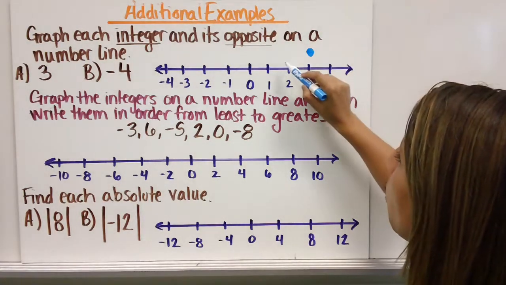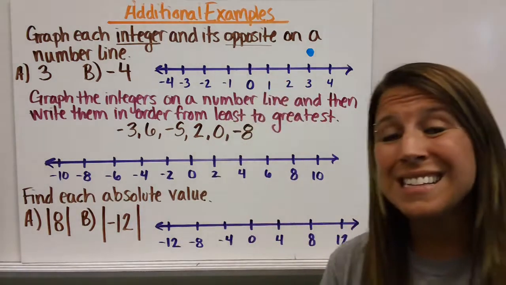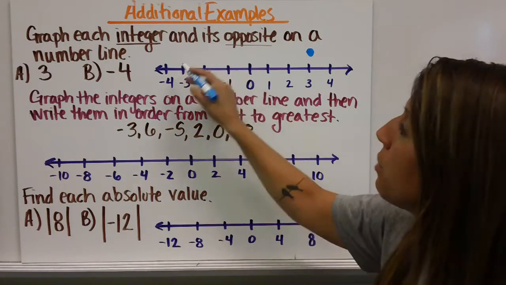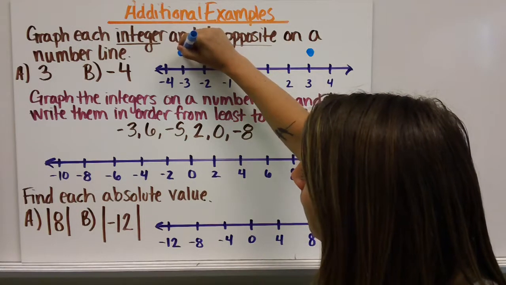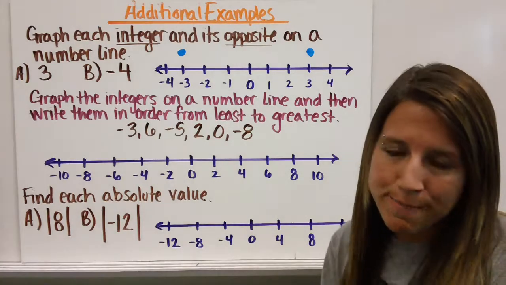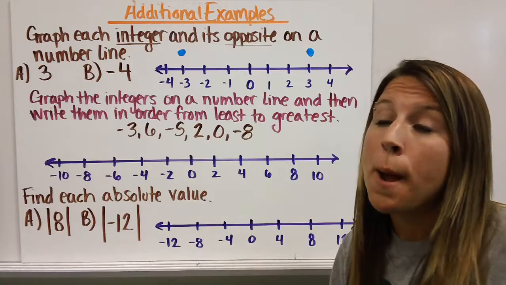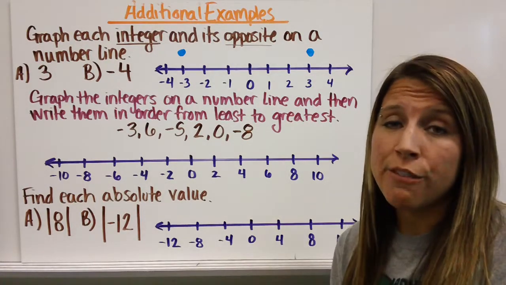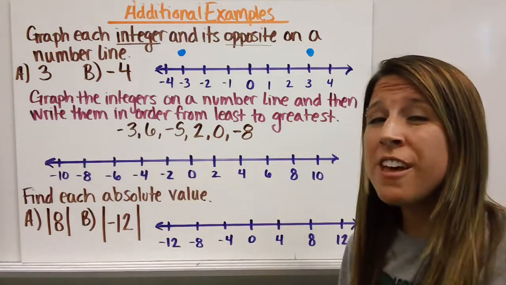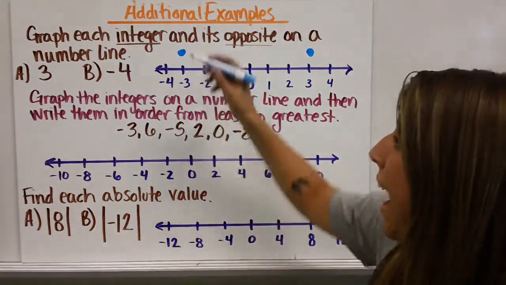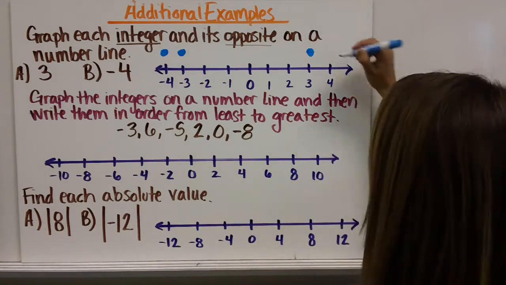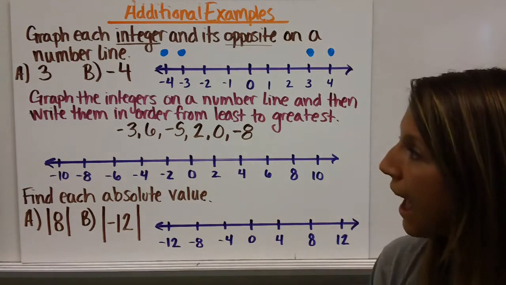So if 3 is 1, 2, 3 spaces from 0, its opposite must be 3 spaces from 0 on the other side. So that's 1, 2, 3, -3. By now you're beginning to see a pattern, that the numbers are going to match, just they're going to be either positive if the first number is negative, or negative if the first number is positive. So for part B, if we're trying to find the opposite of -4, I can simply graph -4 and think, well, the opposite is 4. So there you have it.